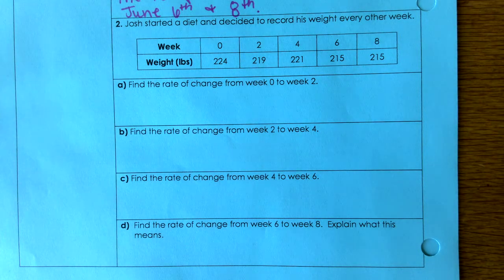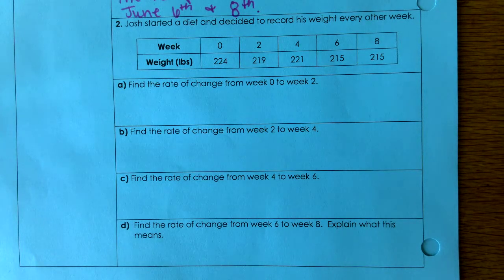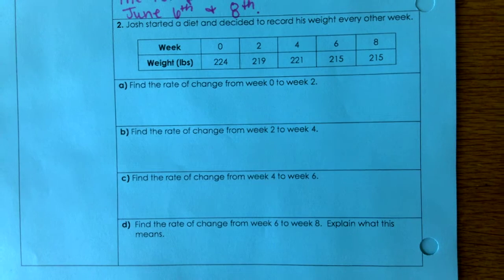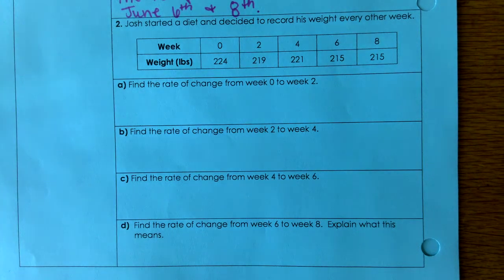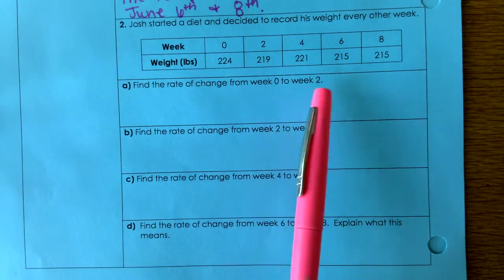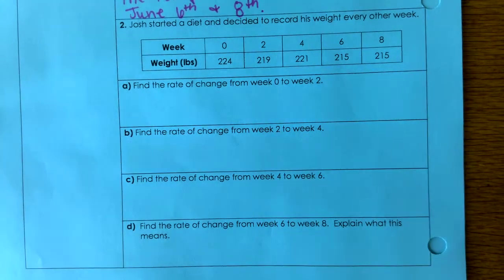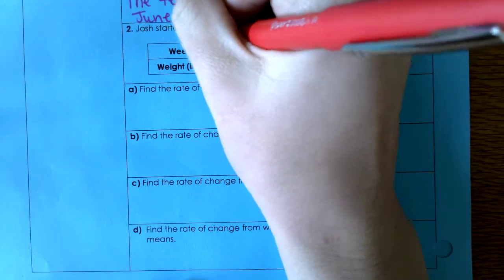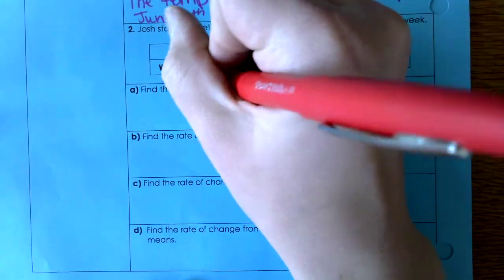Okay, so now you should have paused your video and we are going to go through this problem now, because you should already have it done and you should be taking this time to check through your problem. It says, Josh started a diet and decided to record his weight every other week. Find the rate of change from week 0 to week 2. Okay, so week 0 to week 2. So that's this first one right here.